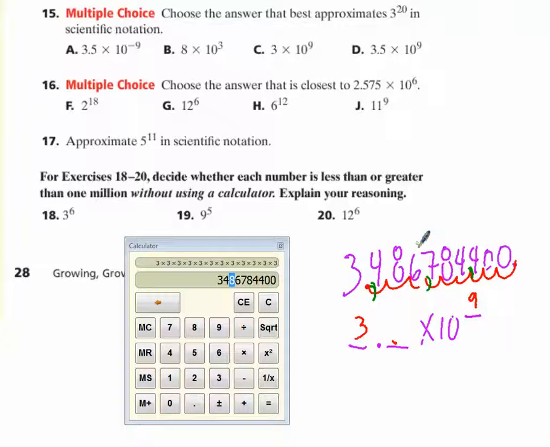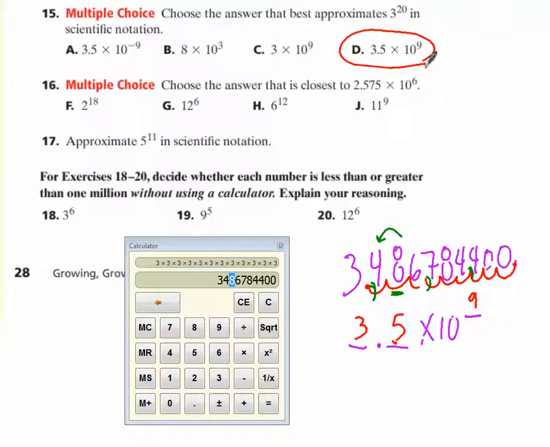I mean, in other words, would you be willing to take $3.4 billion or $3.5 billion? So what would you rather have? 3.5. So we will take a look at this. This is more than 5, so it's going to mean that we're going to have to round this up. So we end up with 3.5 times 10 to the 9th, which is an option right here.